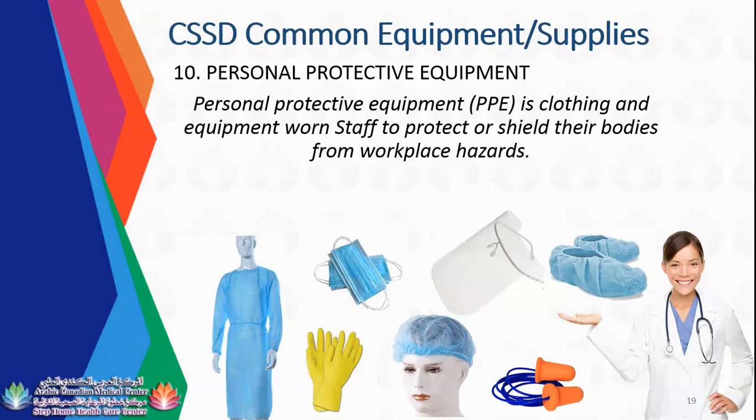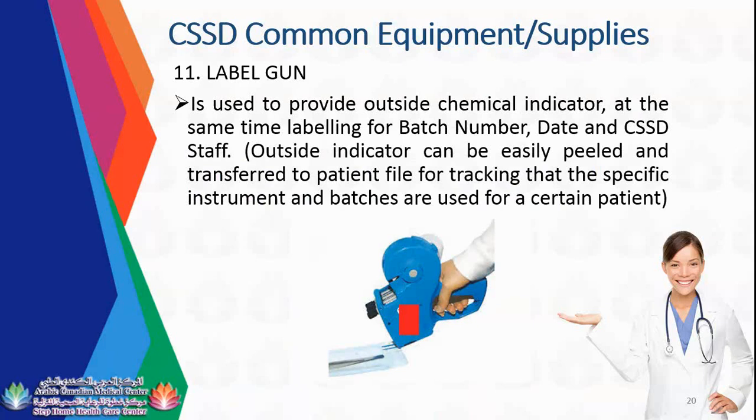Label gun. This is a sample of a label gun. It's used to provide outside chemical indicator, at the same time labeling for batch number, date, and CSSD staff. Outside indicator can be easily peeled and transferred to the patient file for tracking that the specific instrument and batches are used for a certain patient. Your label gun, guys, is the same concept as when you see a label gun or price gun in a supermarket.